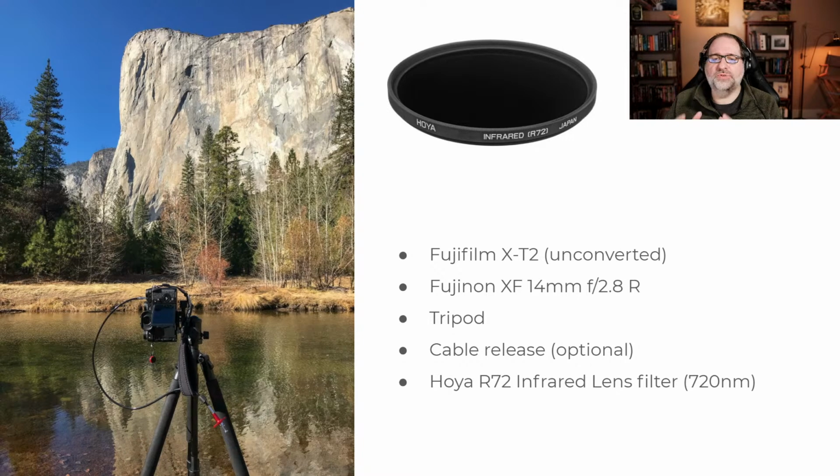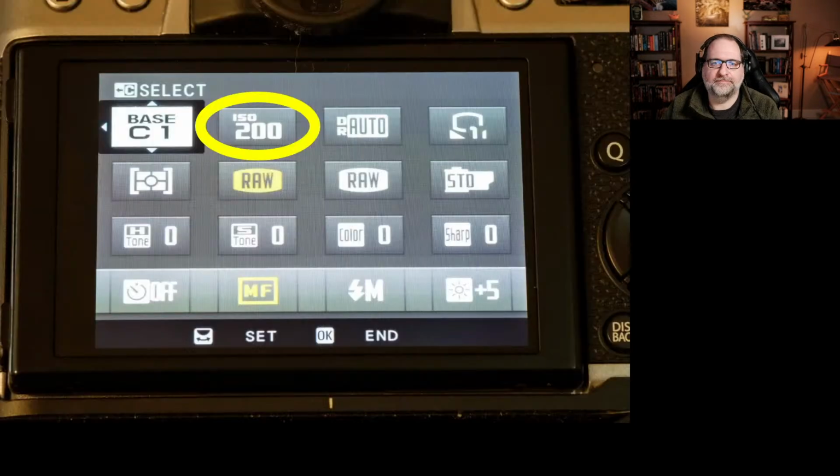So the first thing that I want to do is set up my camera and my tripod, and then I want to compose the shot, but I want to do that before I put the filter on. Once you put the filter on, it's going to be a little bit harder to see what you're doing, and so you definitely want to try to compose your shot first before adding that filter.